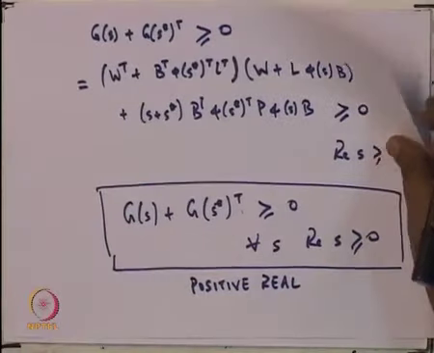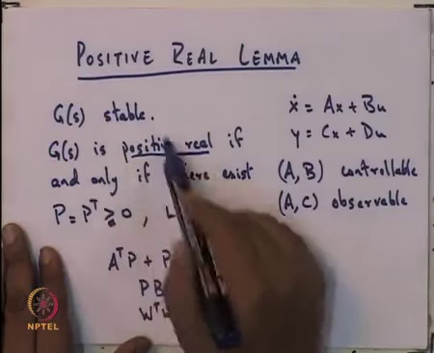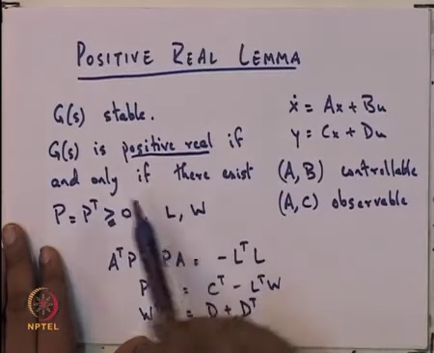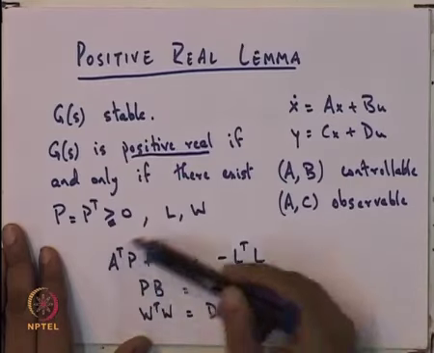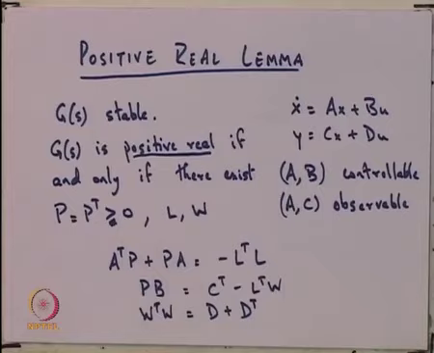So, what we have now effectively shown is one way of this argument. That means, assuming that these equations are satisfied, we have shown that this holds. Now, we want to show the other way. That means, if you assume G S is stable, then G S is positive real, and you want to show that these equations are satisfied.